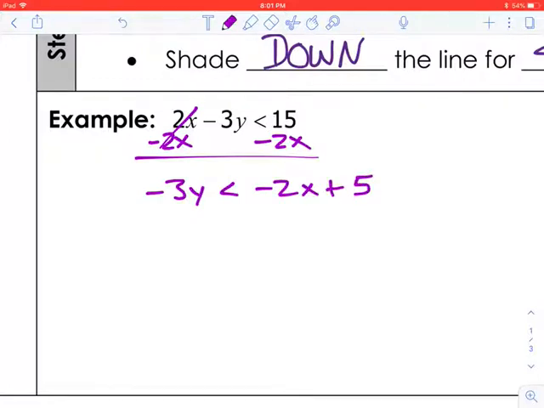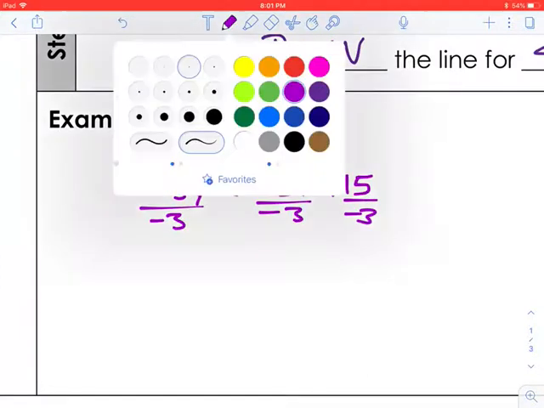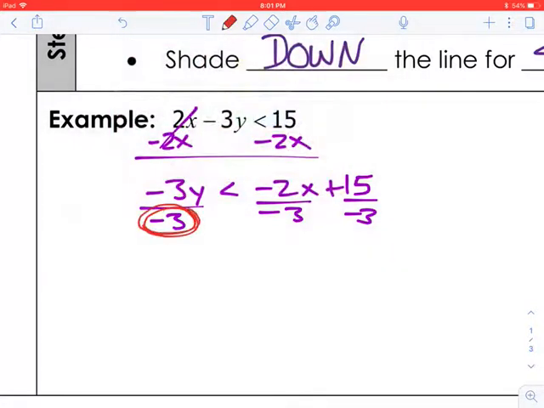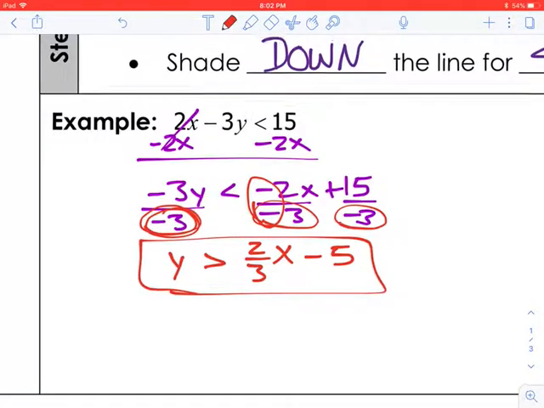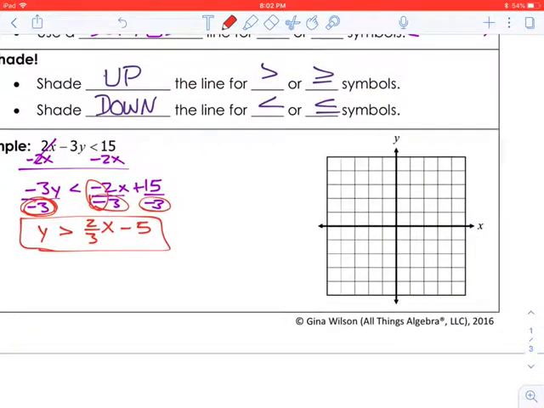And again, look what happens. Divide everything by negative 3. That's supposed to be 15. That should be a red flag. If I divide by a negative, I've got to flip the symbol. So that's y is greater than now. Negative divided by negative is positive 2 over 3. And then 15 divided by negative 3 is negative 5. So I flipped it because I divided by a negative, and now I have everything ready to go.